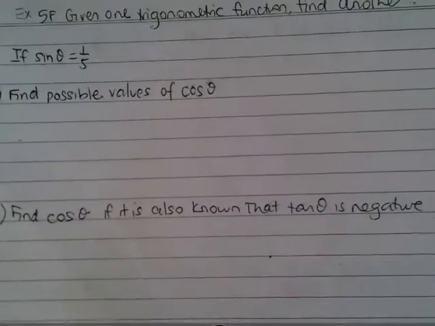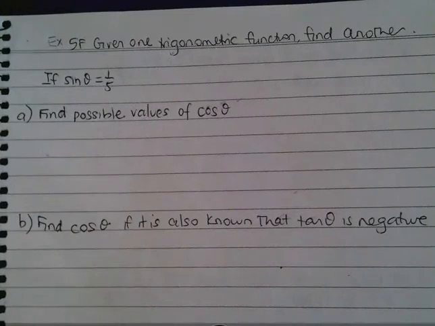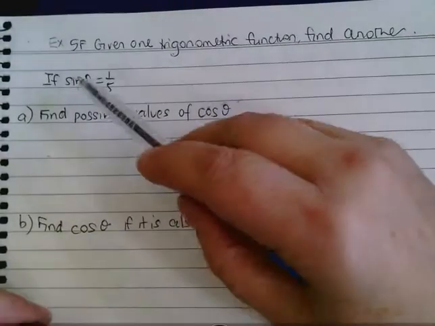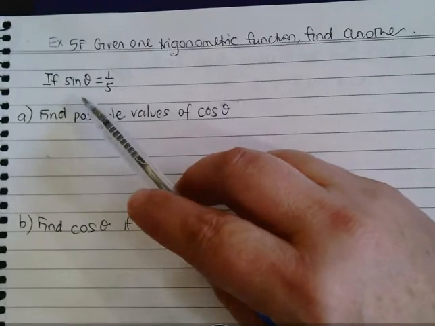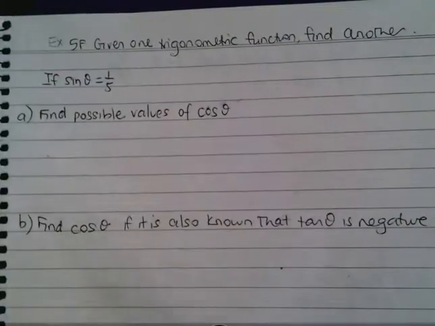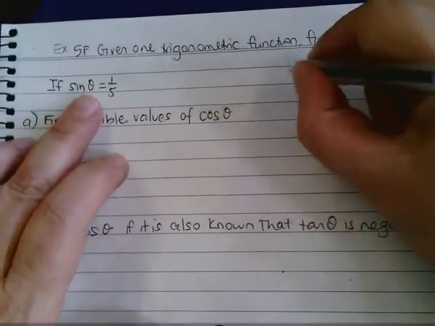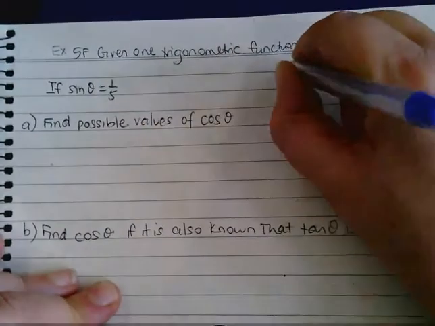It is exercise 5F, given one trig function, find another. Now, when you see sine theta equals 1/5, there are two things that you've got to look at. First, whenever you've got sine theta as a ratio, like a fraction, or cos theta or tan theta, you can draw a right angle triangle. Sine theta is 1/5, so I'm going to draw a right angle triangle first.